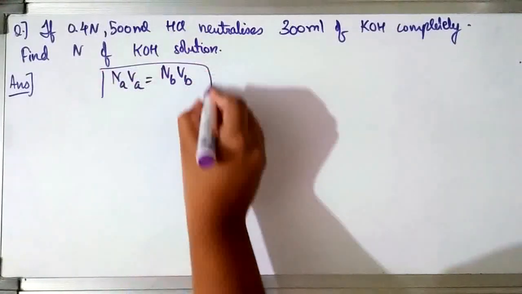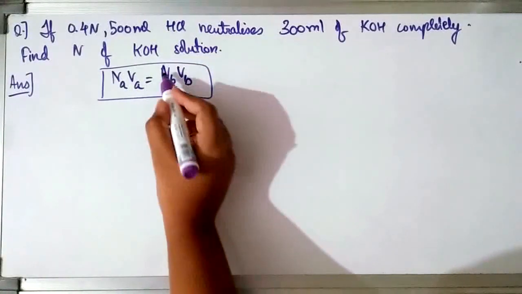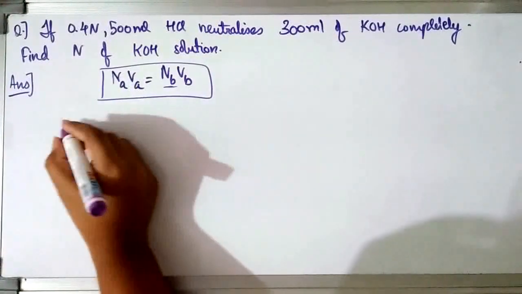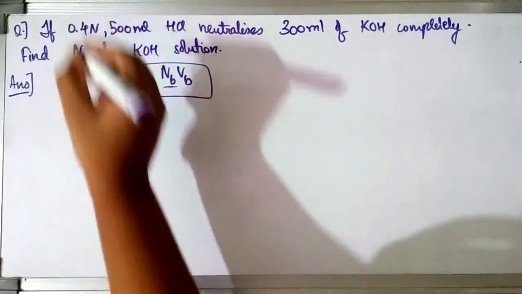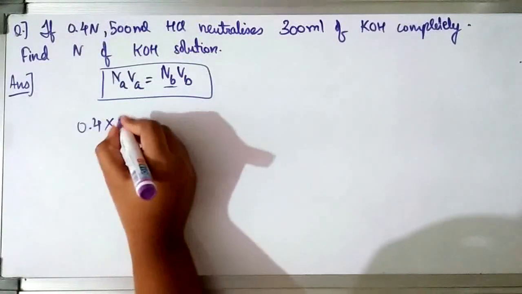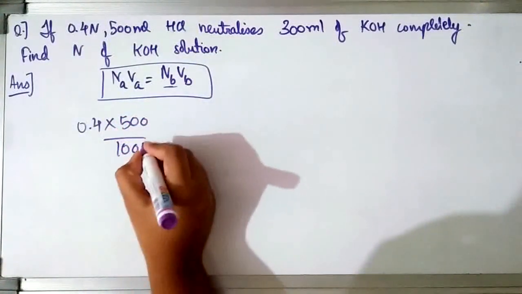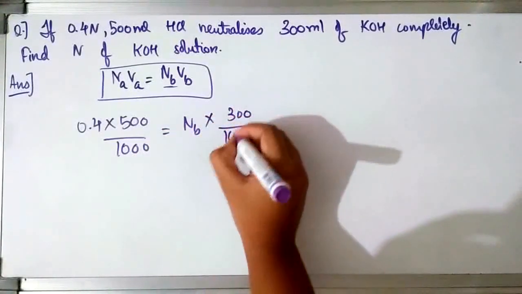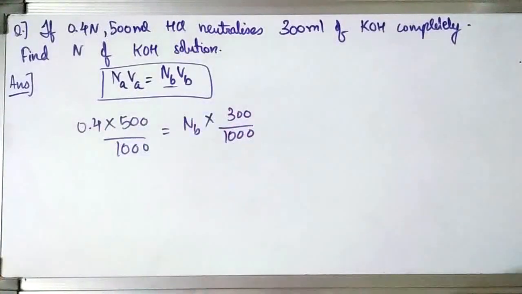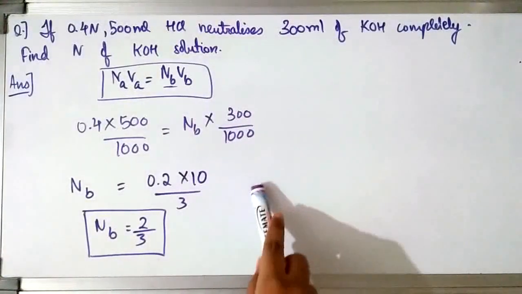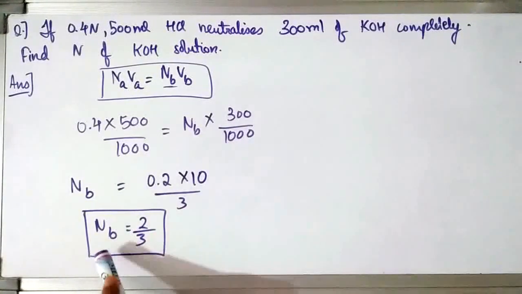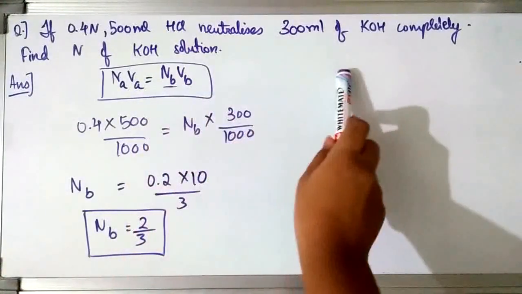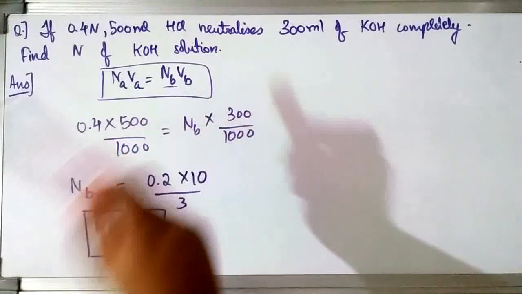So we can apply this formula and find Nb. Nb means the normality of the base, that is KOH, and we have to find the normality of the KOH solution. So the normality Na is 0.4, into Va which is 500 by 1000, is equal to Nb into 300 by 1000. When we further solve this, we get the normality of KOH, that is the normality of the base, to be equal to 2.2 by 3. So when your solution is neutral, you use the formula where NaVa is equal to NbVb.